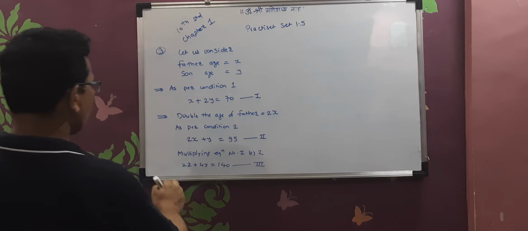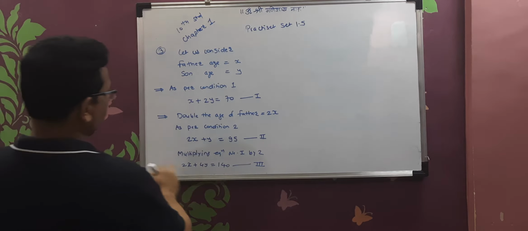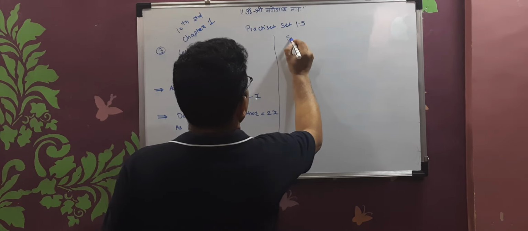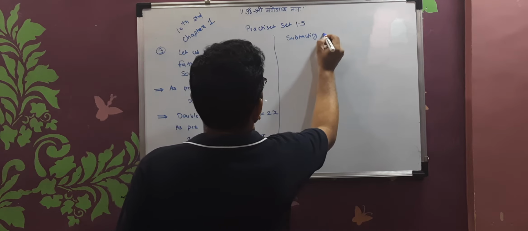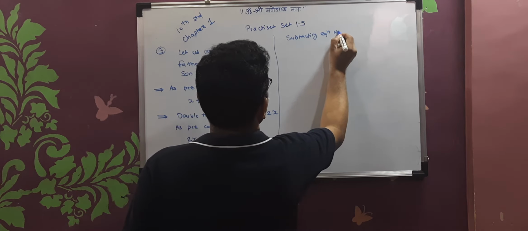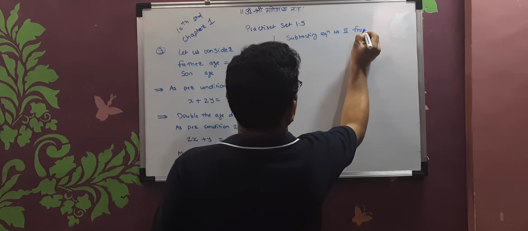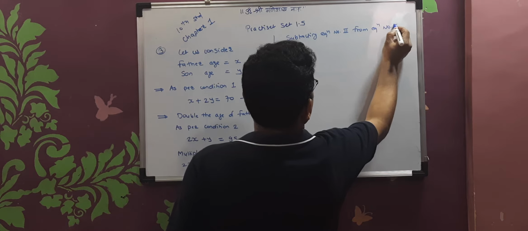This is equation number 3. Now what will we do? We will subtract the second equation from the third, subtracting equation number 2 from equation number 3.